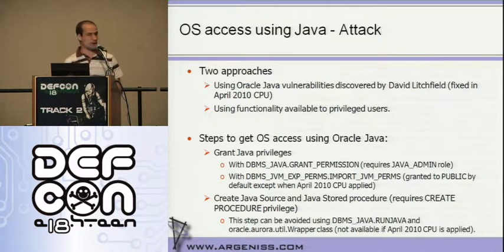Then after we have the required Java privileges, we create the Java stored procedure that will contain the Java instructions to execute operating system commands. These are the standard Java instructions for executing operating system commands. Or, instead of creating this Java stored procedure, we can call an existing Java class that Oracle has, the Oracle Aurora util wrapper class, which contains a function to execute operating system commands. This one is not available if we have the April 2010 CPU applied.